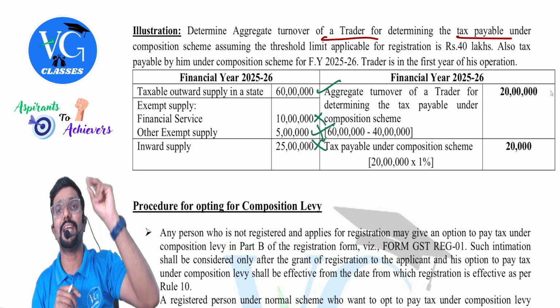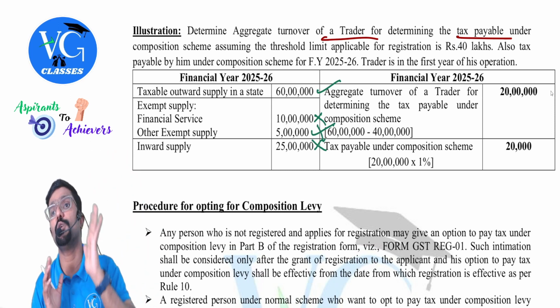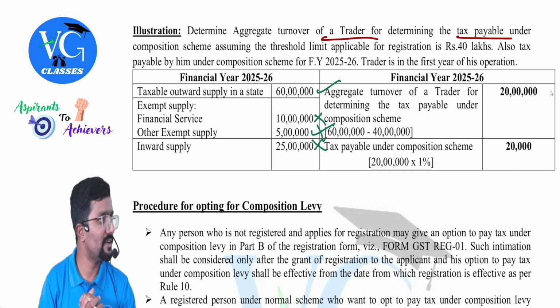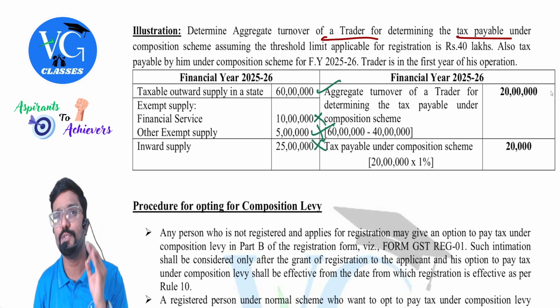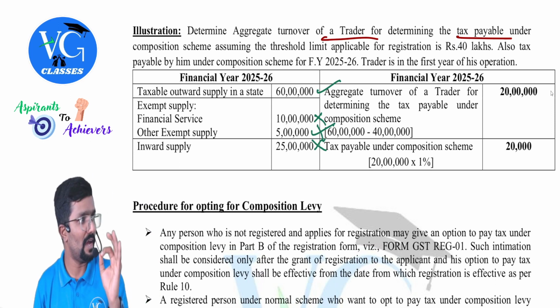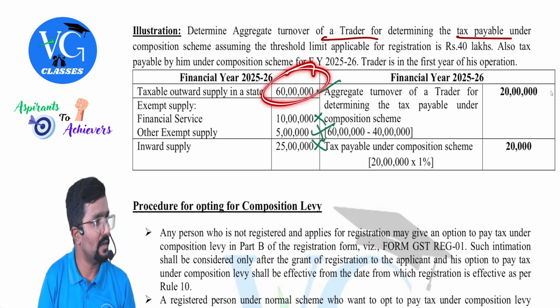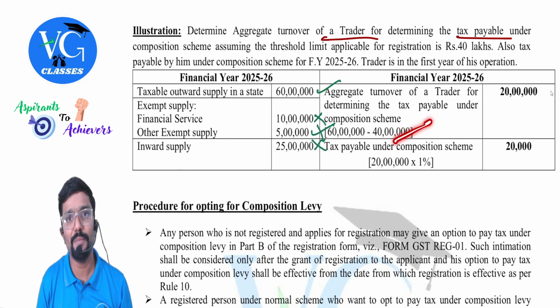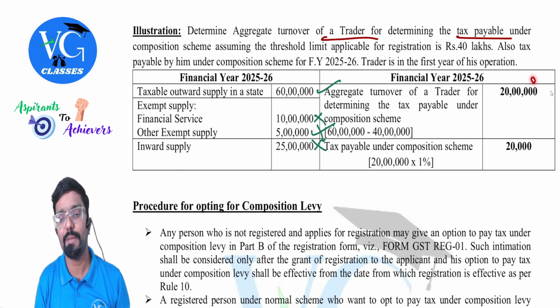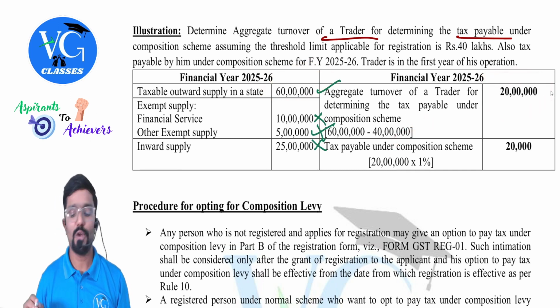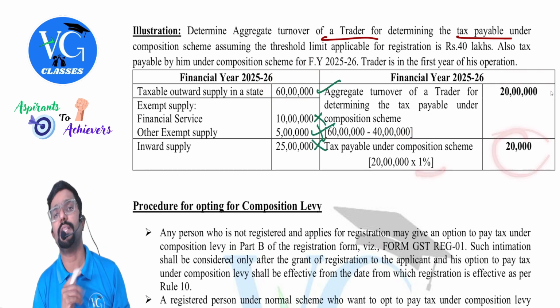For manufacturer, the tax rate is 1% of the total turnover. Please observe, one small difference is there. Answer will change entirely. So now what is the turnover, sir? Only 60 lakh. From 60 lakh, should we reduce threshold limit for registration? Yes. So what is the remaining? 20 lakh. So on 20 lakh, 1% comes to 20,000.